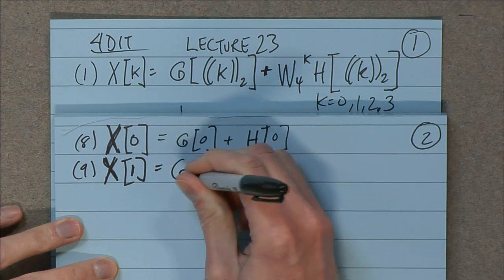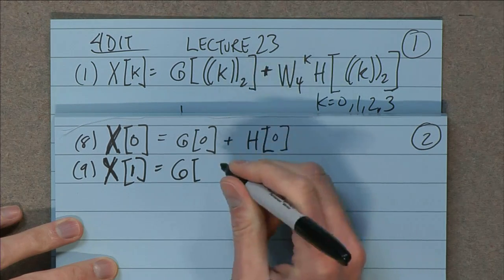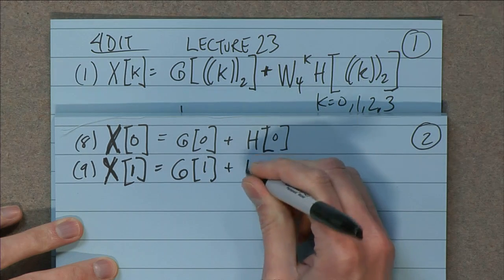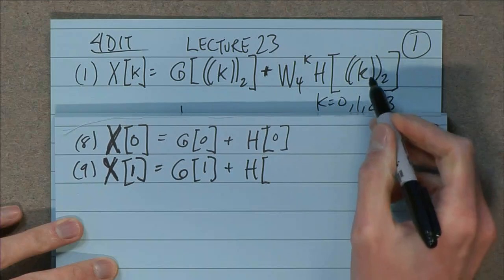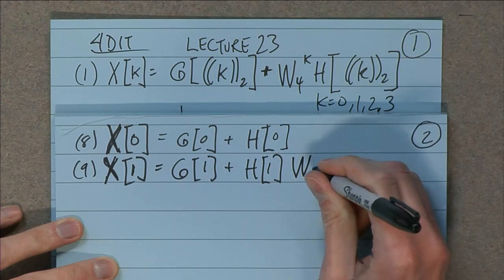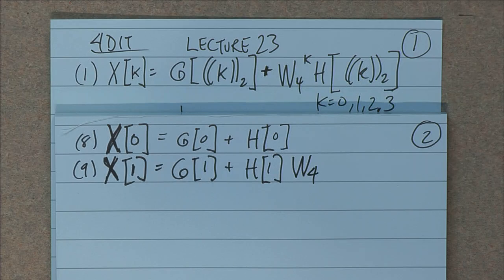Our second one, K modulo 2 is just 1. And we've got 1 modulo 2 is also 1. And K is 1, so that's just W4.